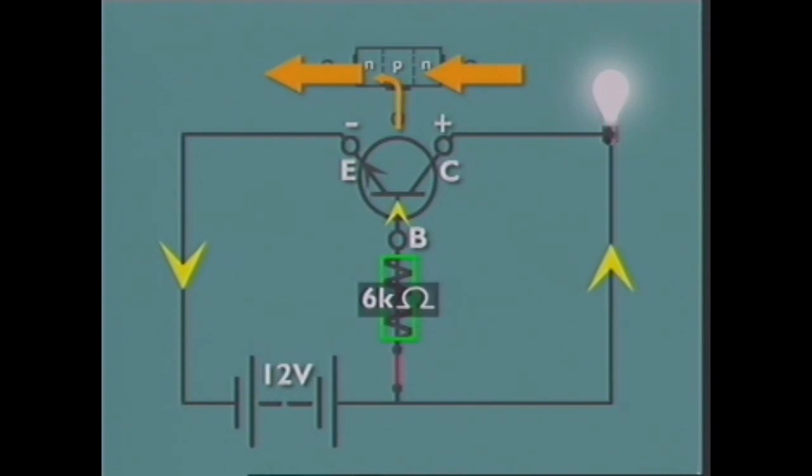The transistor then operates as a low-resistance conductor. A small current through the base lets larger current flow across the emitter collector junction. The transistor is then said to be turned on.